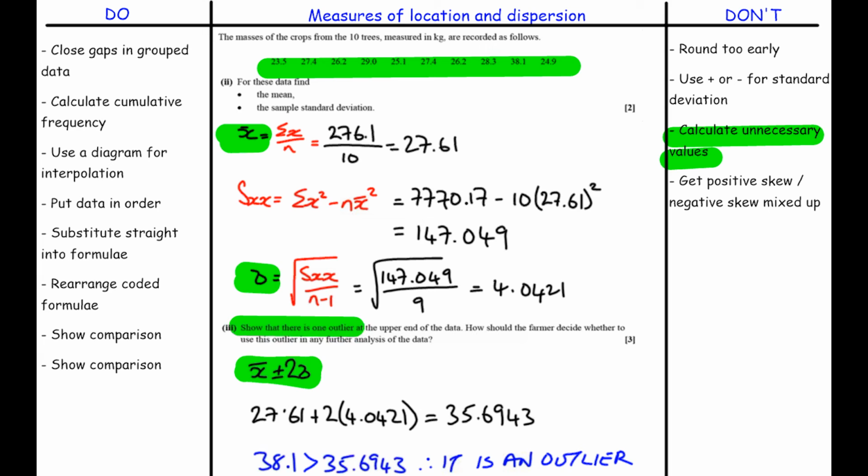Okay, next, make sure that you show any comparisons that you've been asked for. So here, if we're trying to identify that something is an outlier, we've set the outlier boundary. Show how your value, 38.1, compares to the outlier boundary. Just saying it's an outlier, you may drop a mark for that. Make sure you show that quick comparison.